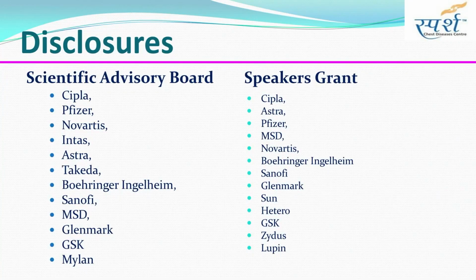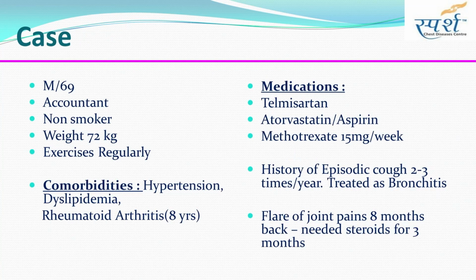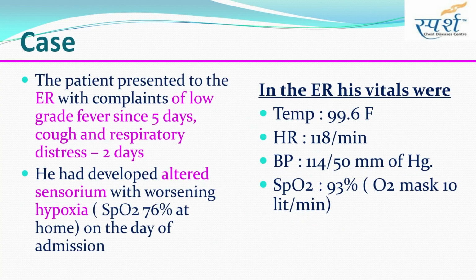I'm going to use a vignette of a case just to sort of get it into context. So this is my patient. He's a 69-year-old male accountant, non-smoker. His weight is around 72 kgs. He exercises regularly. He has comorbidities of hypertension, dyslipidemia. He's also having rheumatoid arthritis, for which he is on methotrexate 15 milligram a week in addition to his other drugs. He presents with history of episodic cough, maybe 2 to 3 times a year, which has been treated as bronchitis in the past. He also had a flare-up of his joint pains around a few months back, for which he needed steroids for nearly 3 months.